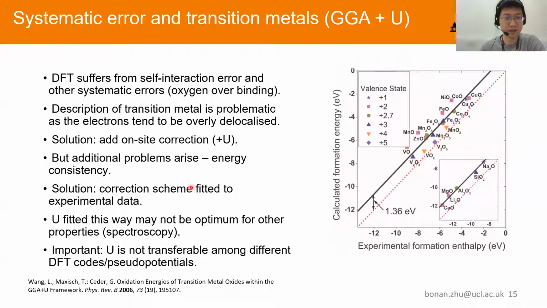there are error cancellations. And for transition metals, often we have to apply this GGA plus U correction. But the thing is, this is essentially introducing an extra parameter and it is often fitted to experimental data. If you fit the U for a specific property, in this case the formation energy, it may not be ideal for other things. So this is just something to keep in mind.